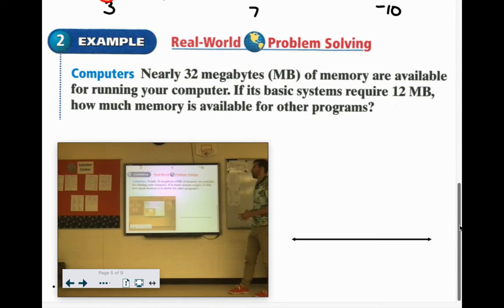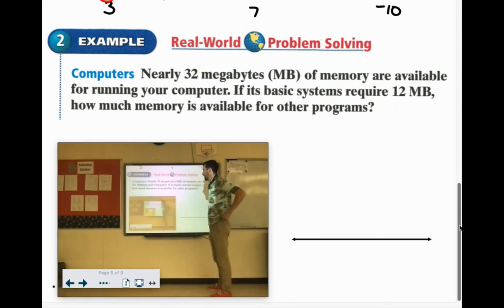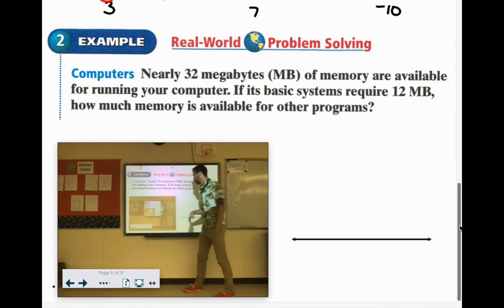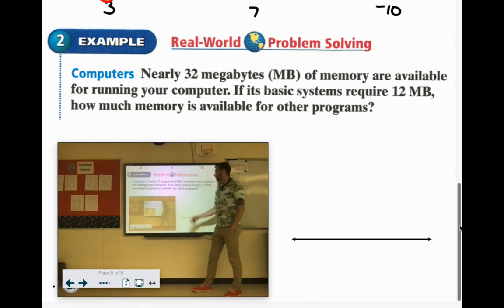Alright, we have a word problem, and then I have a word problem for you to try. Nearly 32 megabytes of memory are available for running your computer. If its basic systems require 12 megabytes, how much memory is available for other programs? So I think at this point in society, 32 megabytes is a pretty small amount. But here's what's available.